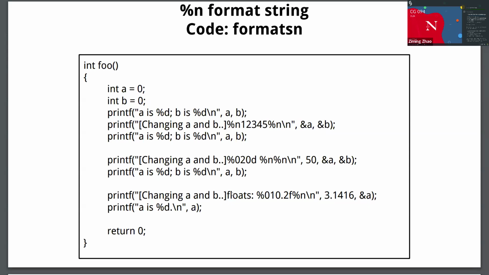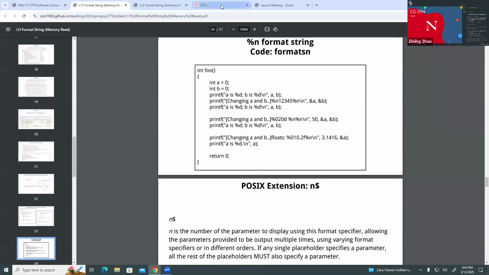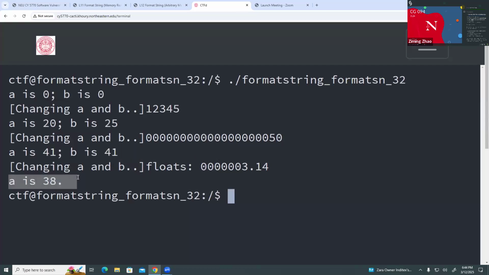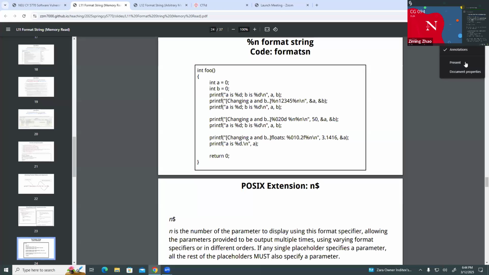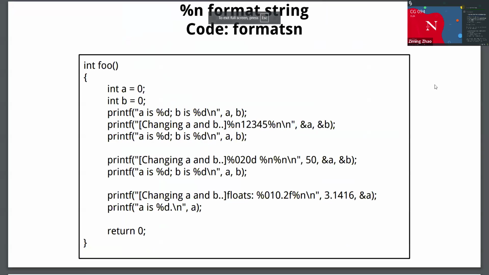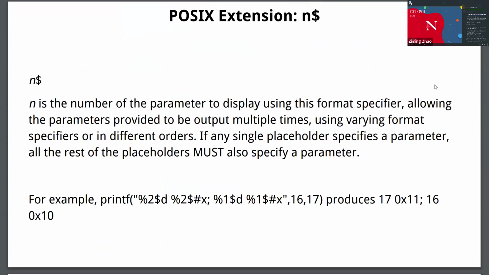I'm not sure how big this is. This is 8. Yeah, anyway. So let's say, A's value eventually was changed to 38 in this case. Okay, so this is the percentage n format specifier. I never had a chance to use this except for hacking. I do not have a legit reason to use this.